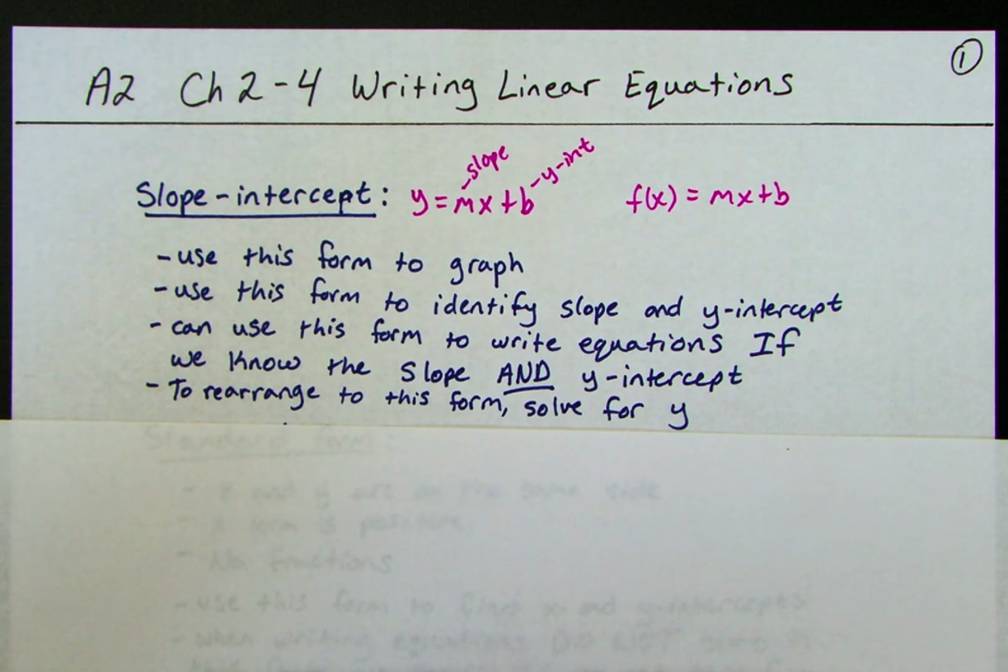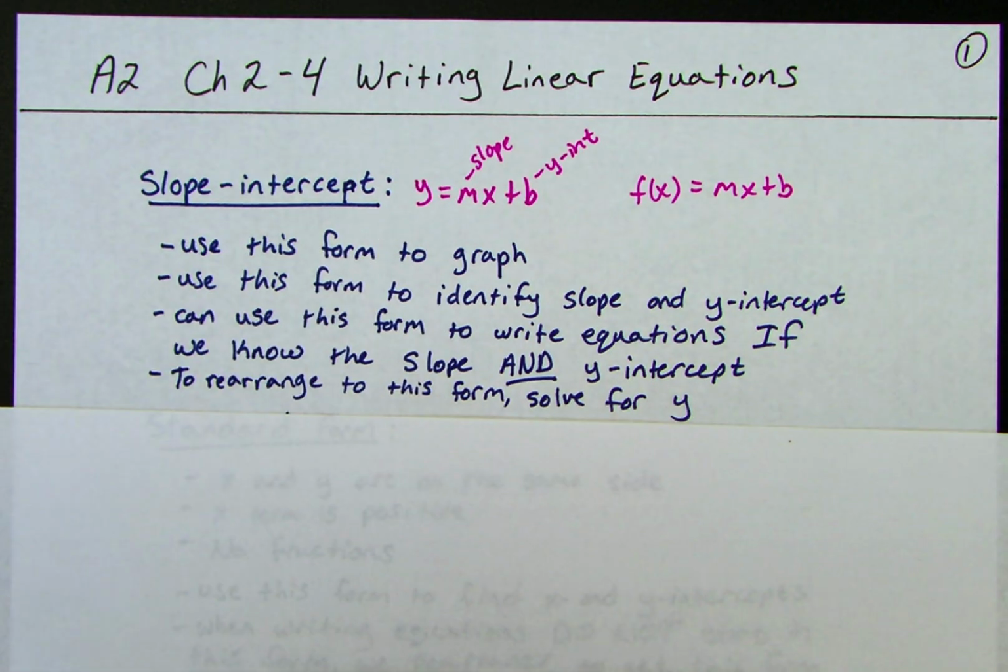So most of the time we will not be starting in this form, we will rearrange to it. Anytime you're asked to put something into slope-intercept form as your final answer, the y has to be by itself. So we would solve the equation for y to put it into slope-intercept. And it's completely okay if both your slope and your y-intercept are fractions in this form.